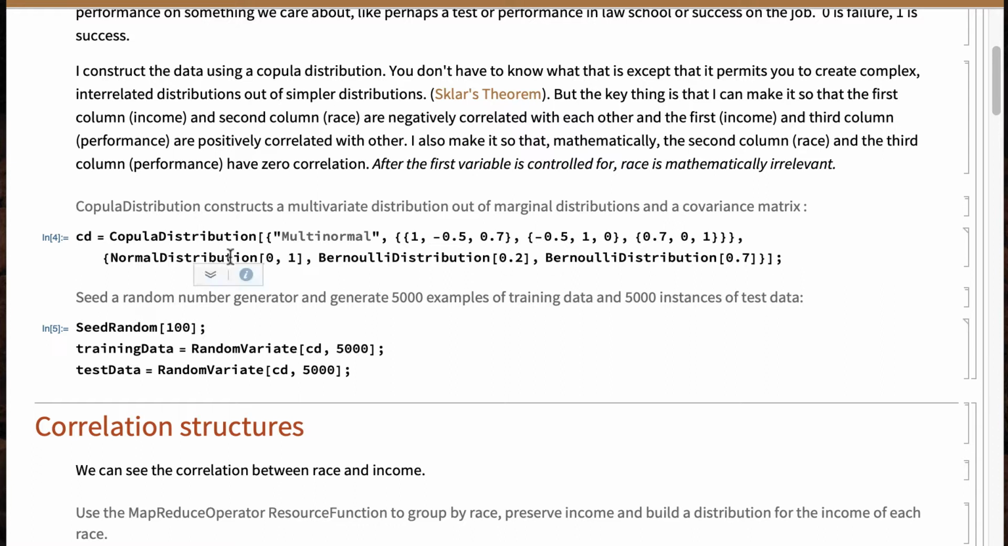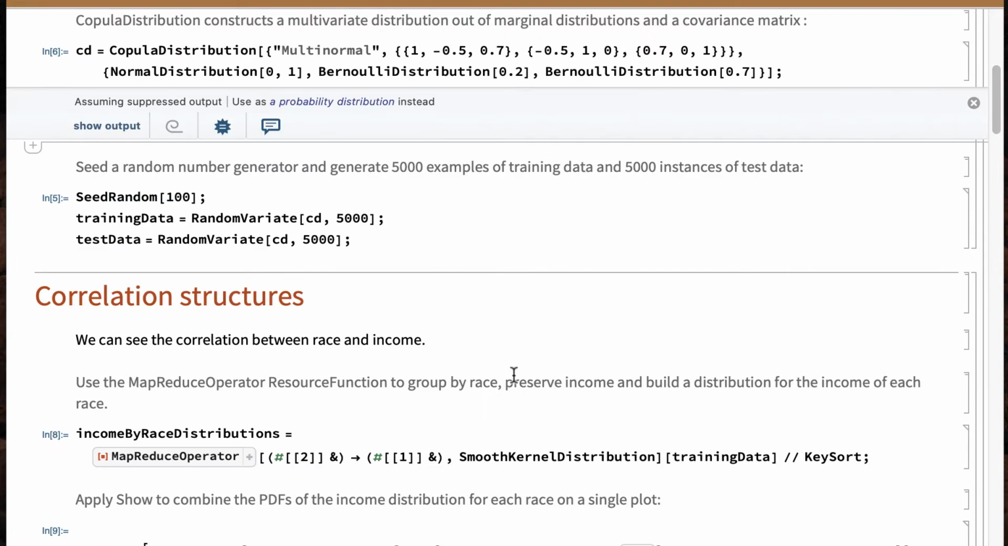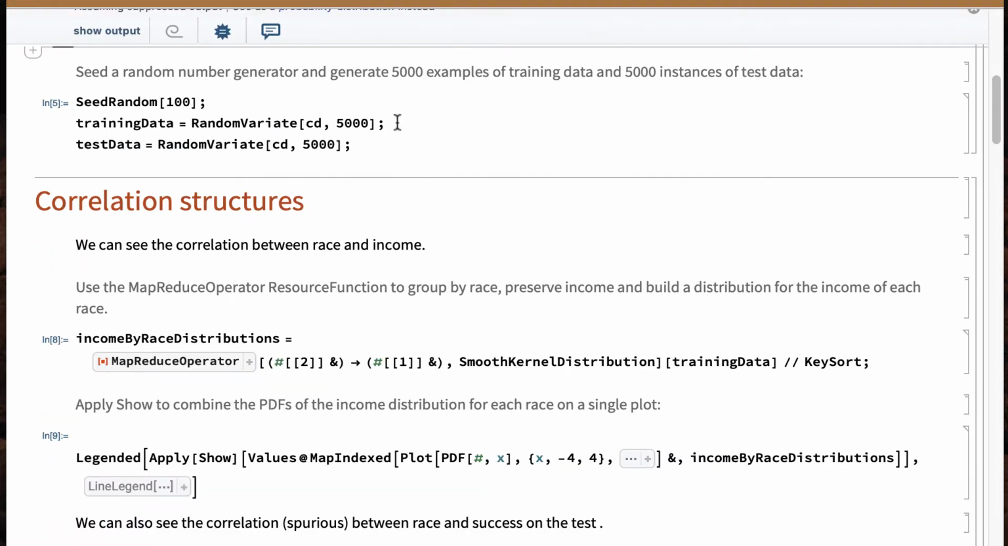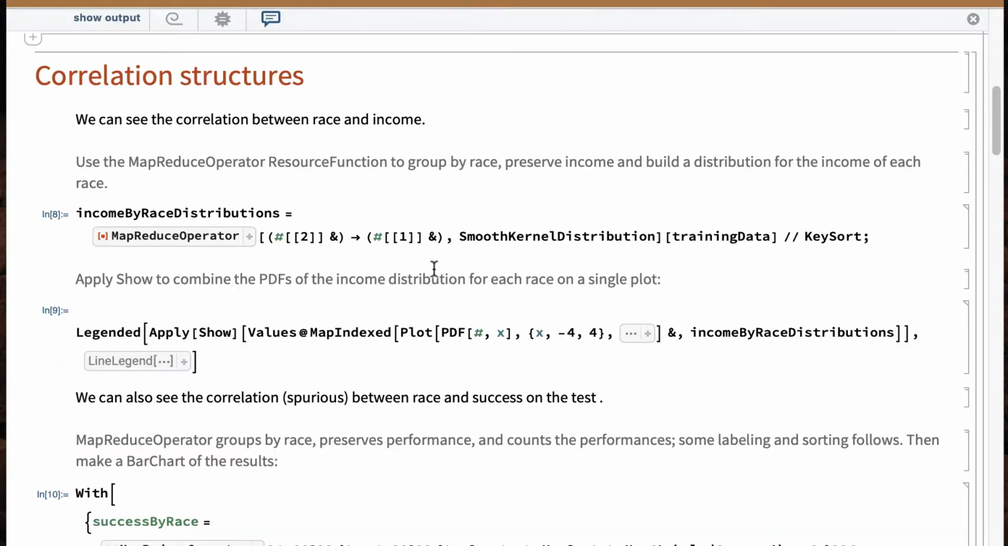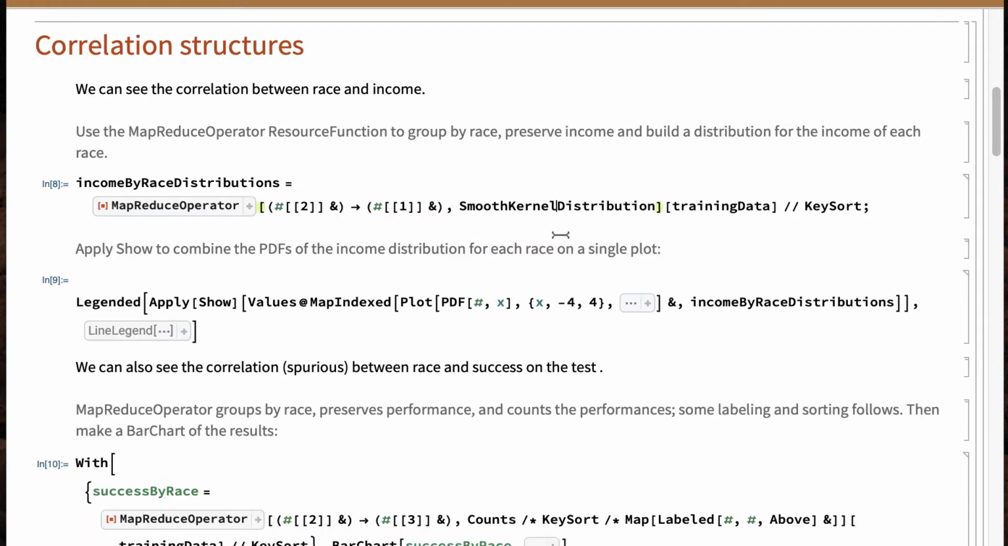We're going to have income be normally distributed, a bell curve. We're going to have 20% of our population be minority, and we're going to have 70% of them succeed. So we're just going to create a copula, and we'll then create 5,000 sample people on which to train our machine learning algorithms, and then we'll test it on 5,000 people that the machine has never seen before to see how well it performs.